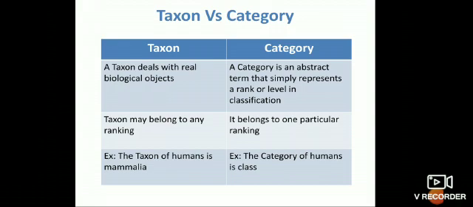An example is given for better understanding. The taxon of humans is Mammalia, whereas the category of humans is class. So, Mammalia belongs to the category class. Humans are grouped under Mammalia, and Mammalia is categorized under class. This class is common for all organisms, but Mammalia is a specific term given for humans. That is the difference between taxon and category.